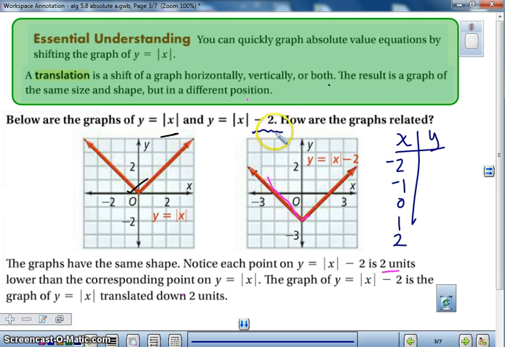In that, what does that -2 do to our original parent graph? And if you look at this one, it looks like it moves it exactly down 2. So the graph is the same shape, but now it is 2 units lower than the corresponding graph, y equals absolute value of x. So when you have a -2, it translates it down 2 units.